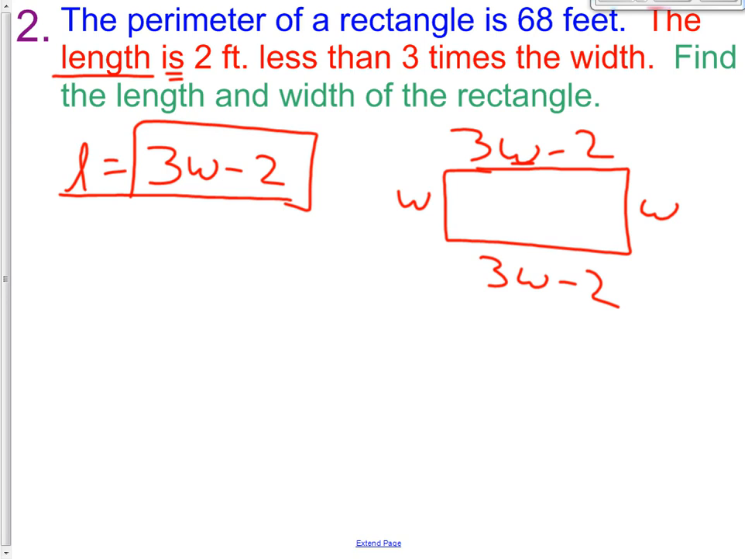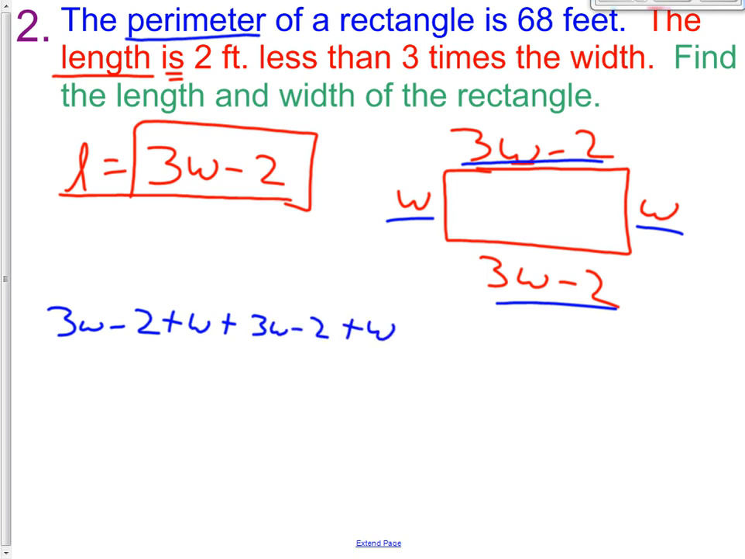So now I know that all 4 of these sides together, when I add them up, that's what perimeter means, is 68 feet. So 3W minus 2 plus W plus 3W minus 2 plus W, when I add up all 4 of those sides, it gives me 68. So let's solve for W now. Let's find the width.